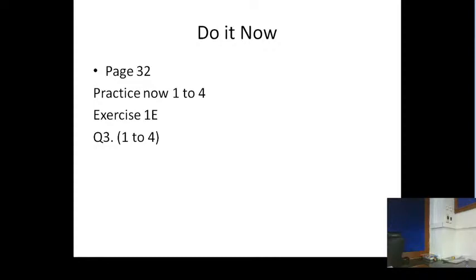This one. Page number 32, practice now 1 to 4, right? Okay. So number 2, what is the answer? What will we put here? 12, correct. Number 3? Minus 6. Okay, we will check. Okay, number 4.